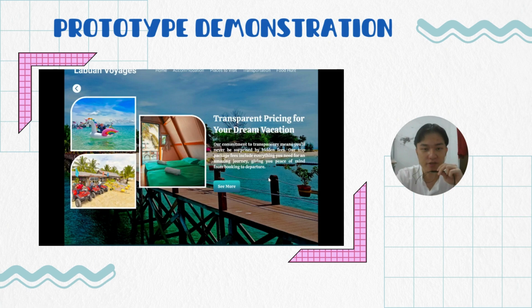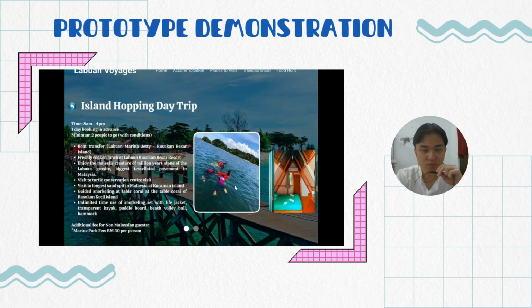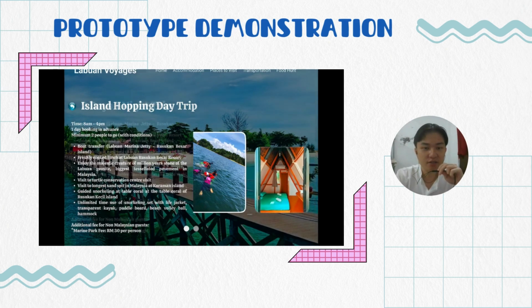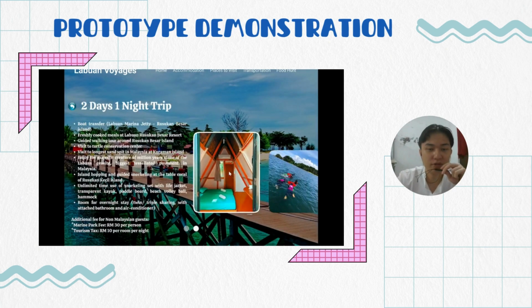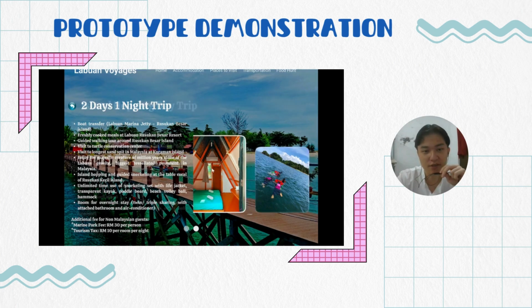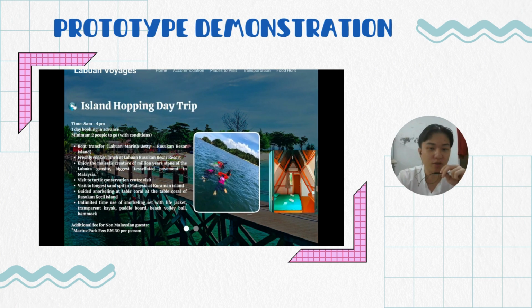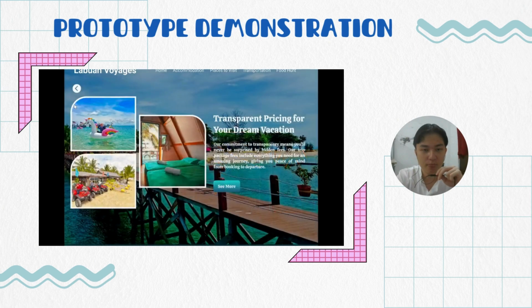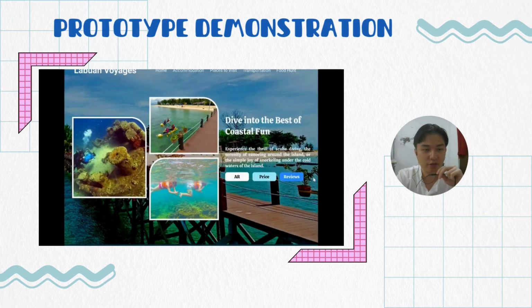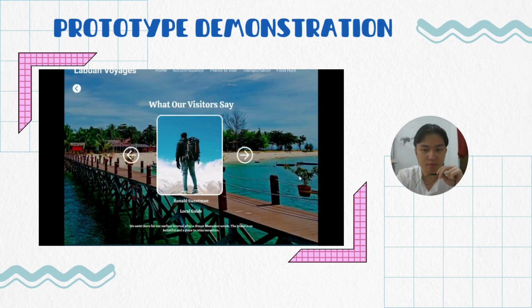Proceeding to the package price. When you click into see more, you can see the two types of package, which are a 1 day island hopping and a 2 days 1 night trip, and the detailed information is written there. Okay, going up by clicking this button, and then proceeding to reviews.